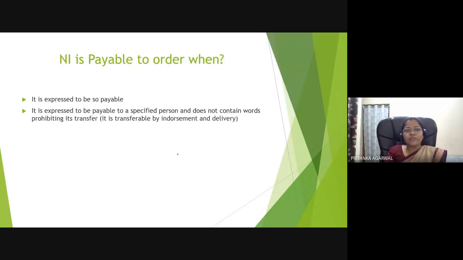Your definition says that a negotiable instrument is payable to order if it is expressed to be so payable, or if it is expressed to be payable to a specified person and does not contain words prohibiting its transfer, then it is endorsement and delivery. So why do we say endorsement and delivery? Why not only endorsement? Why is delivery so important? Because suppose you endorse it but keep it in your drawer itself, then it is also not a negotiable instrument. In order to be transferable, it has to be given to that person. That's why it is mentioned as endorsement and delivery.